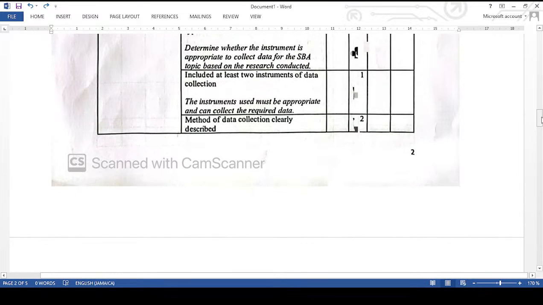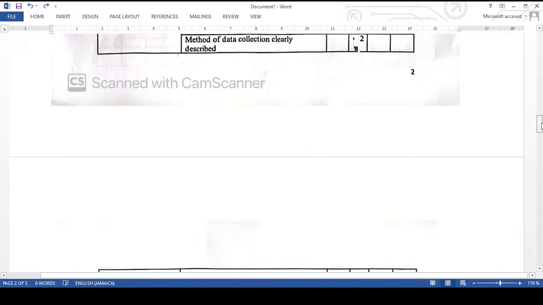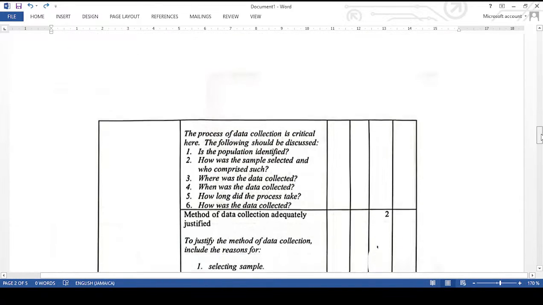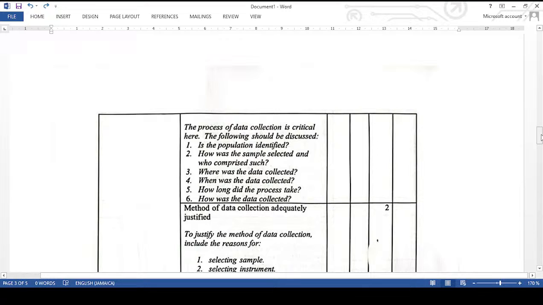The instruments used must be appropriate and can collect the data that you require, right? The process of data collection is critical. So you have to describe how you go about collecting the data. So the following should be discussed and use these questions as a guide. Is the population identified? So you must identify the population. How was the sample selected and who comprised the sample, right?